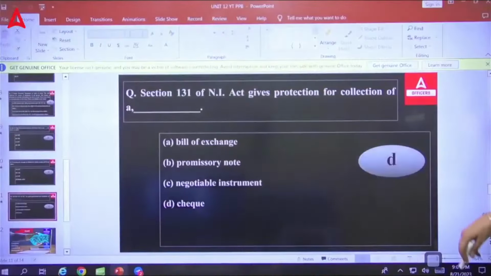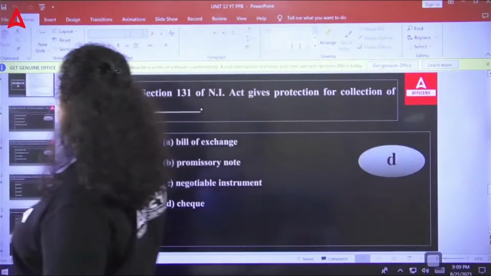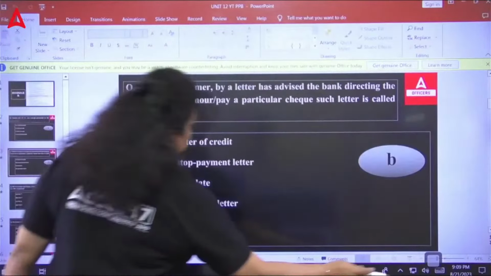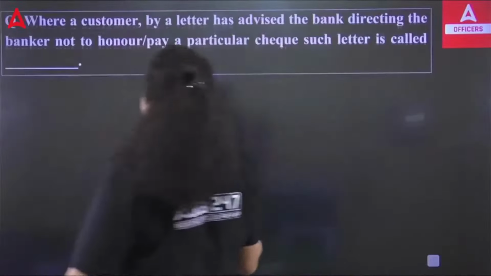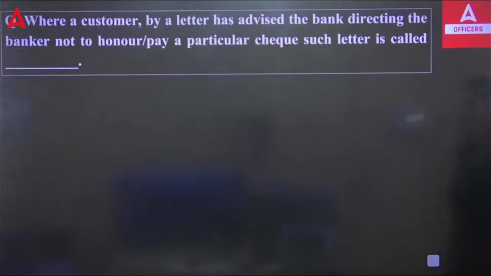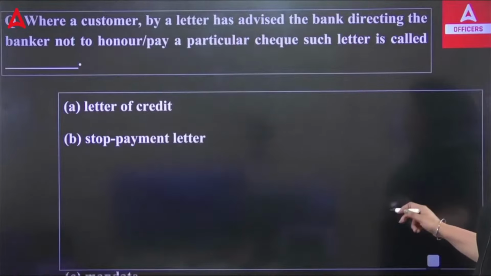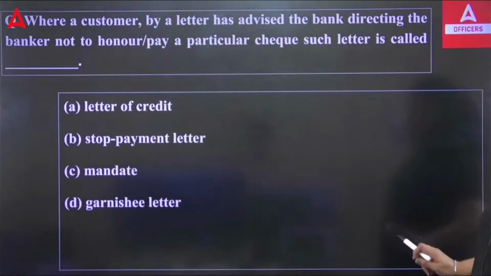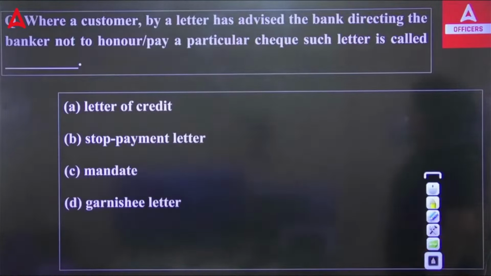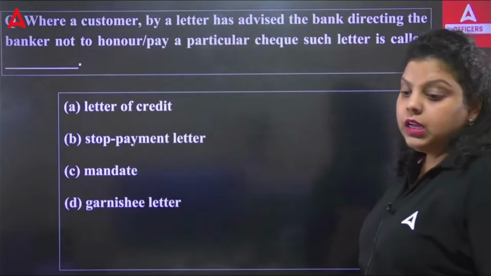Now, let's move forward to the next question. Where a customer by a letter has advised the bank directing the banker not to honor or pay a particular check, such a letter is called dash. Letter of credit, stop payment letter, mandate, or garnishee letter. Which of the following is correct? A, B, C, or D?